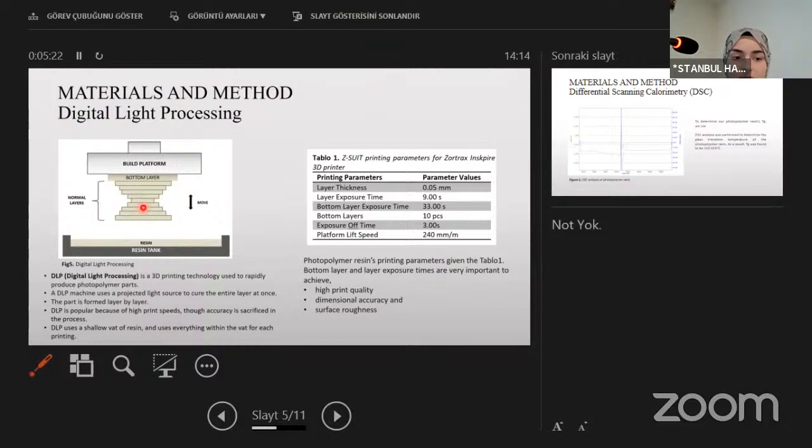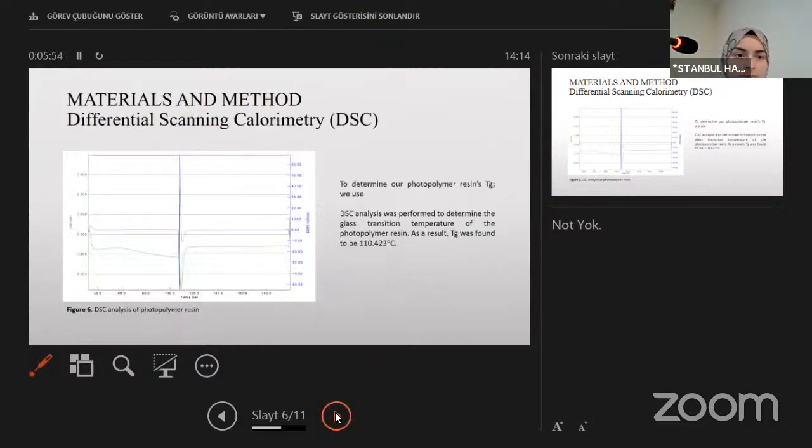DLP is popular because of the high print speeds, though total accuracy is sacrificed in the process. In Table 1, you can see the photopolymer resin printing parameters. Of all these parameters, two are very important: the bottom layer exposure time and the other layer exposure time, because with those we can achieve high print quality, dimensional accuracy, and surface roughness.